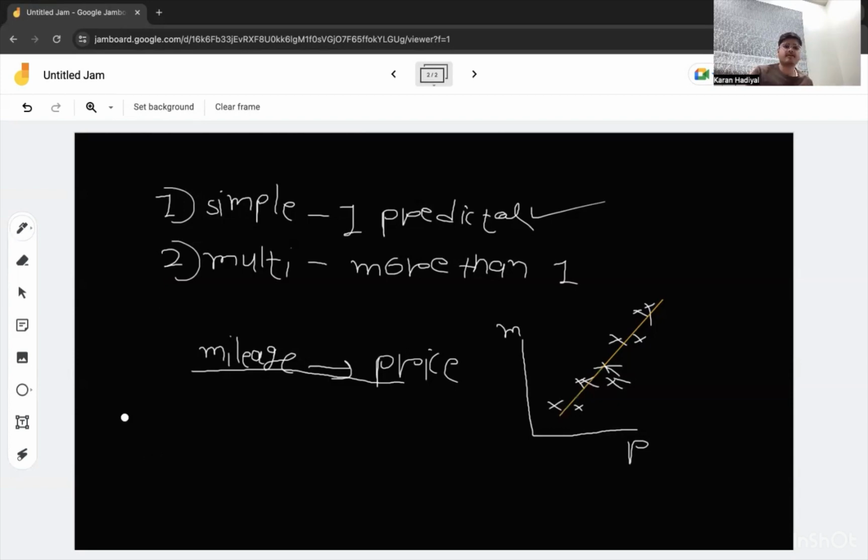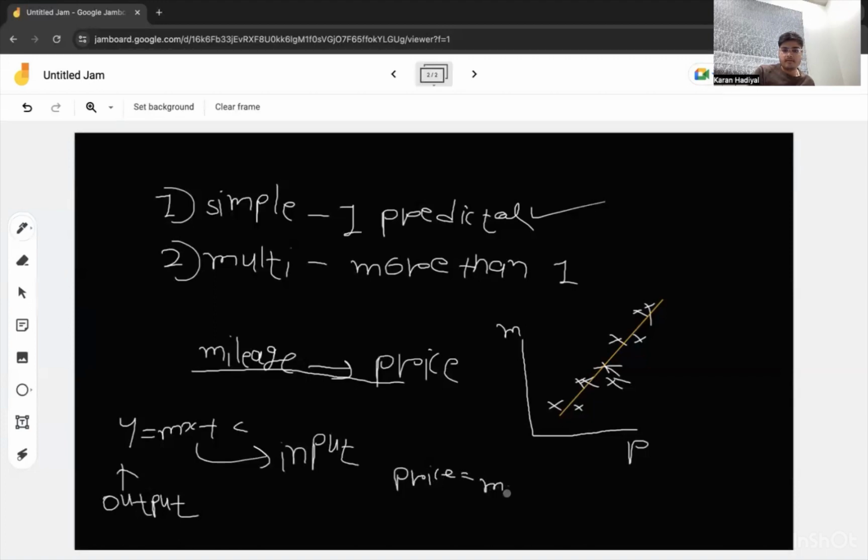So in case of simple linear, we can write y equal to mx plus c, because it is a type of linear regression. In simple linear regression we have only one predictor and the output is linearly dependent on the predictor. So we can write y equal to mx plus c, where y is the output and x is the input. So in our case we can write price equal to mileage into m plus c.